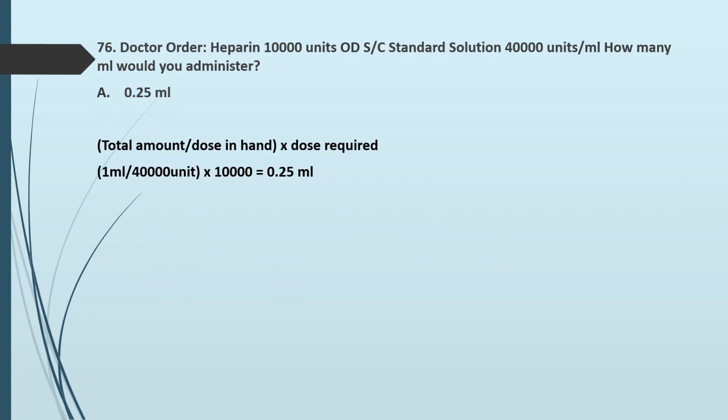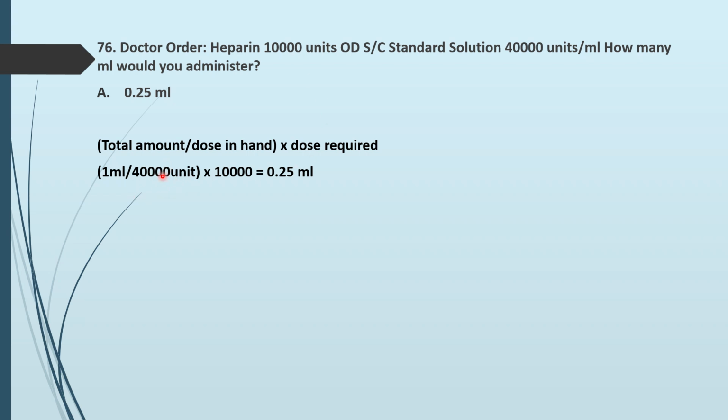The doctor ordered heparin 10,000 units subcutaneous once a day. Standard solution is 40,000 units per ml. How many ml would you administer? We have a formula: total amount that we have divided by the dose in hand times dose required. So here, what is the dose in hand? That is 1 ml, right? The amount is 1 ml. What is dose in hand? That is 40,000. And what is the dose required? 10,000, right?